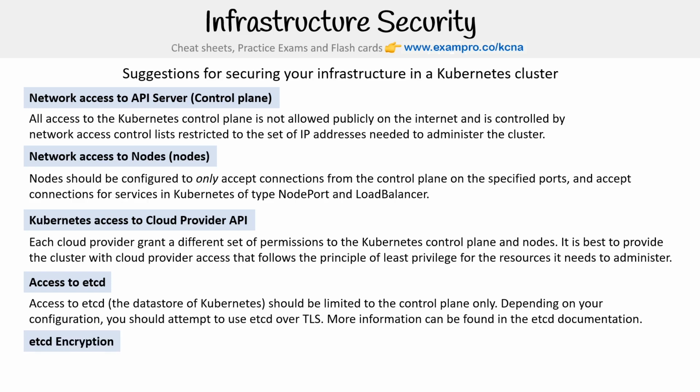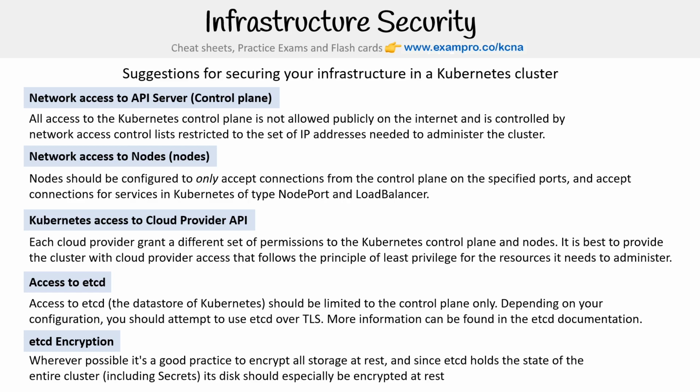Etcd encryption. So whenever possible, it's a good practice to encrypt all storage at rest. And since etcd holds the state of the entire cluster, including secrets, disks should especially be encrypted at rest. Again, if you're using cloud service providers, they'll usually integrate with the provider. So like on AWS, it would use KMS. For Azure, it'd use Vault Store. And sometimes it's like just a checkbox during the setup. So it makes things a lot easier for you. So there you go.